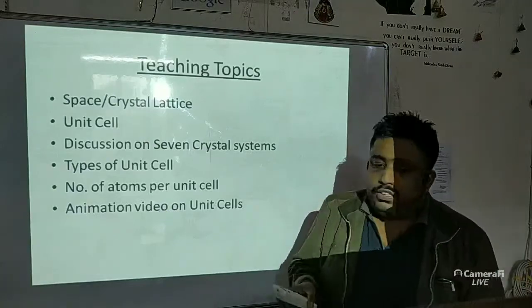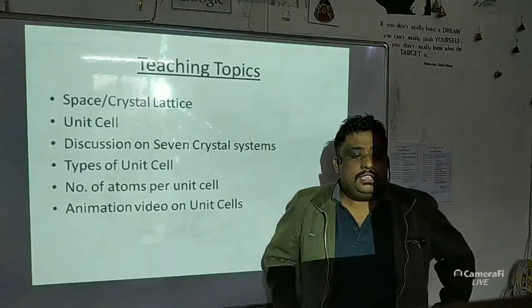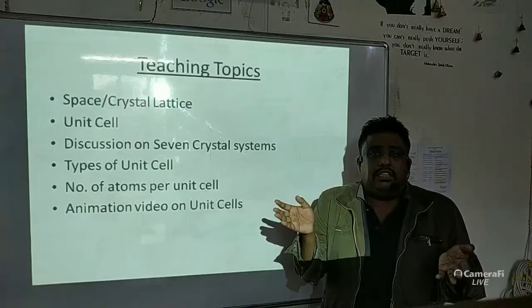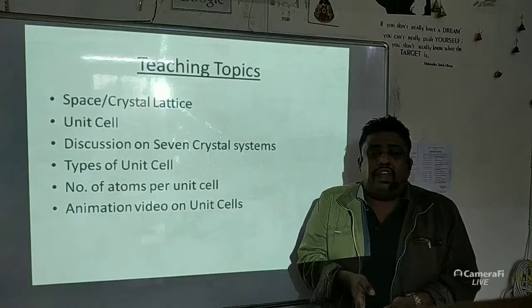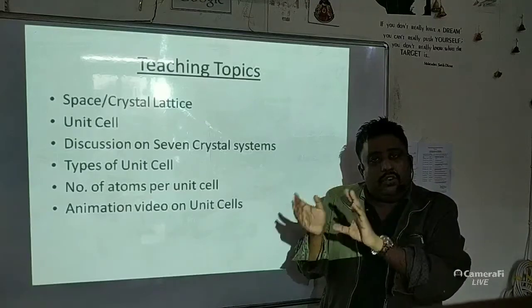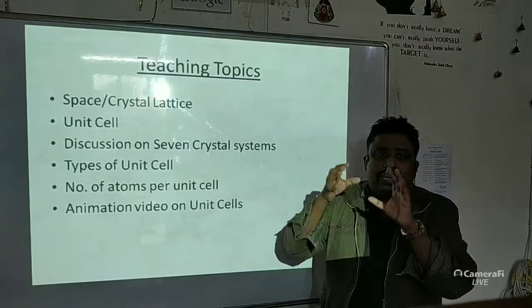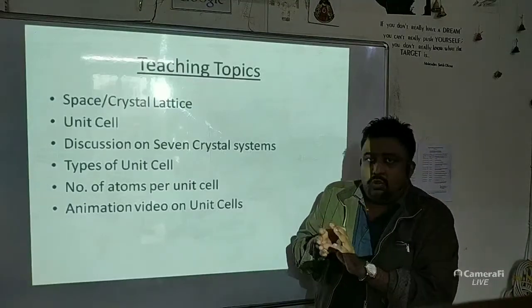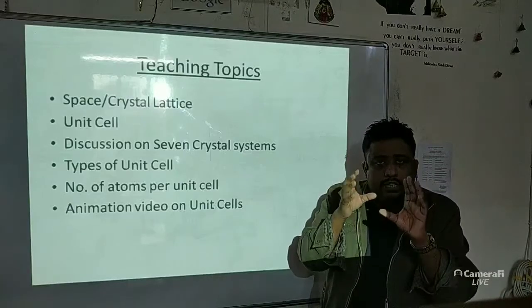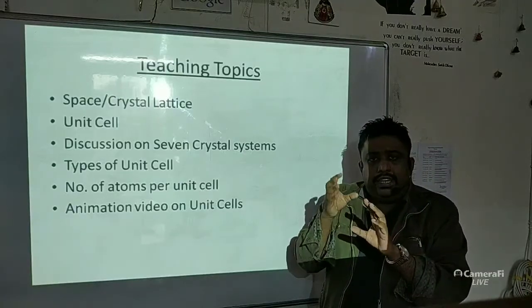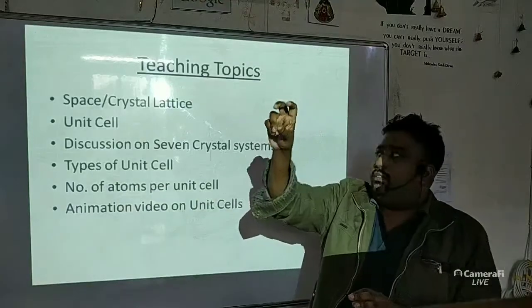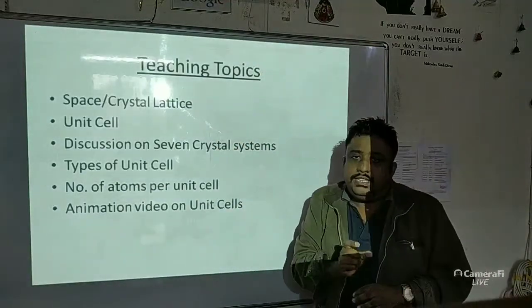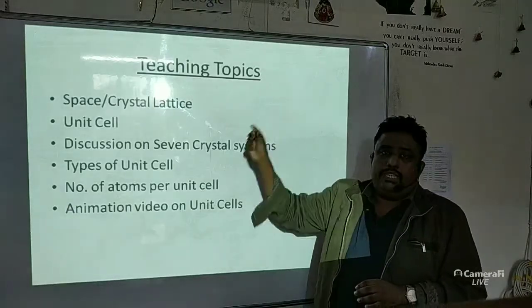So, first of all, the first topic is the space lattice or crystal lattice. You all know what crystalline solids are. Crystalline solids are known for having a regular and orderly arrangement of particles inside the crystals, right? So these particles are regularly arranged in crystalline solids. The locations of the particles are indicated with the help of points, right?